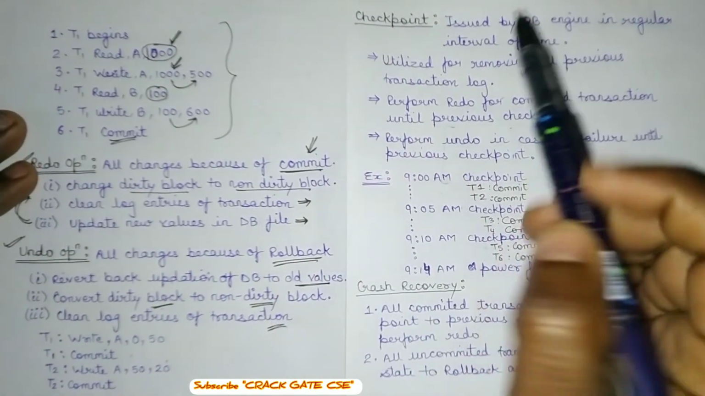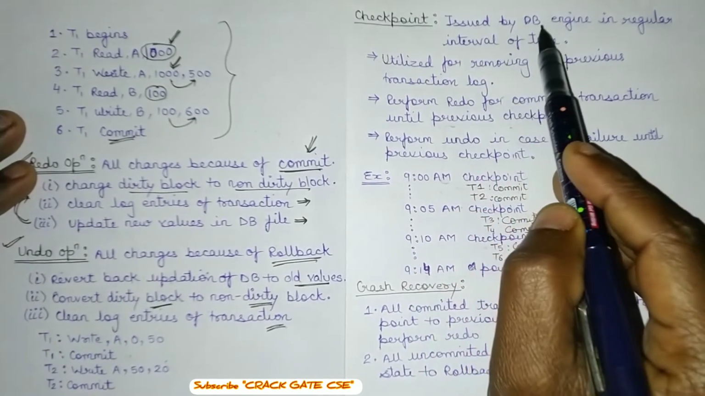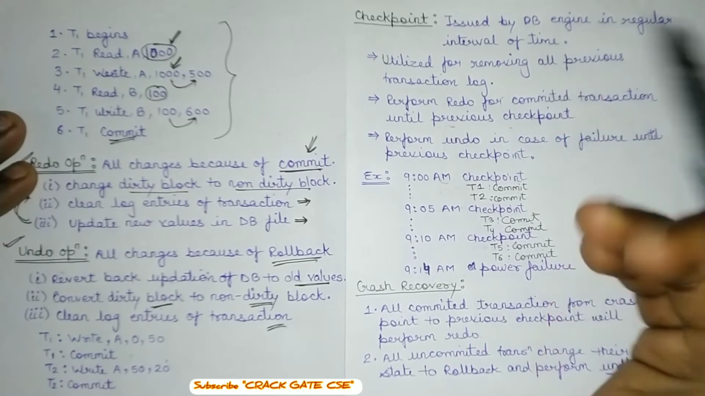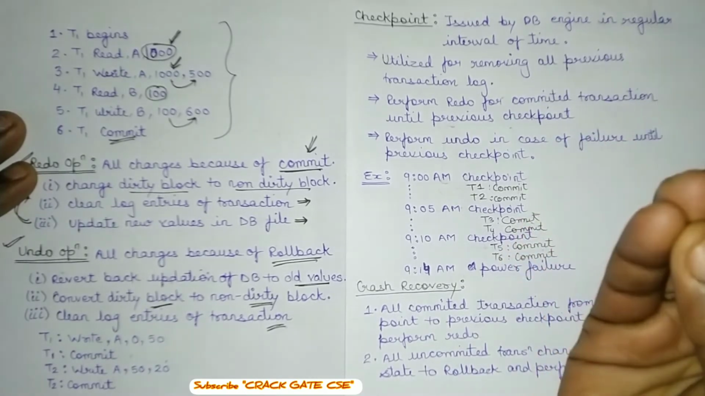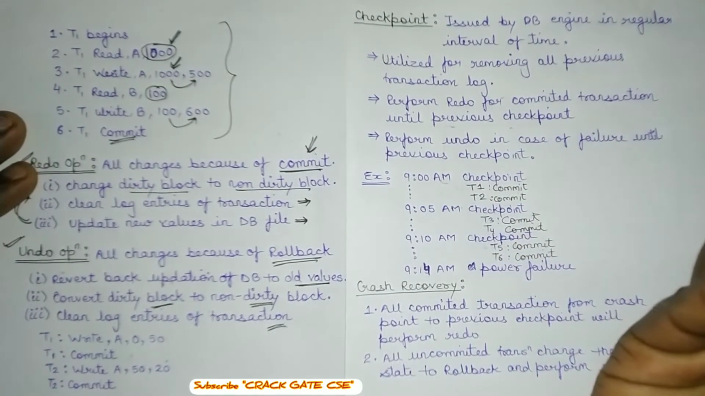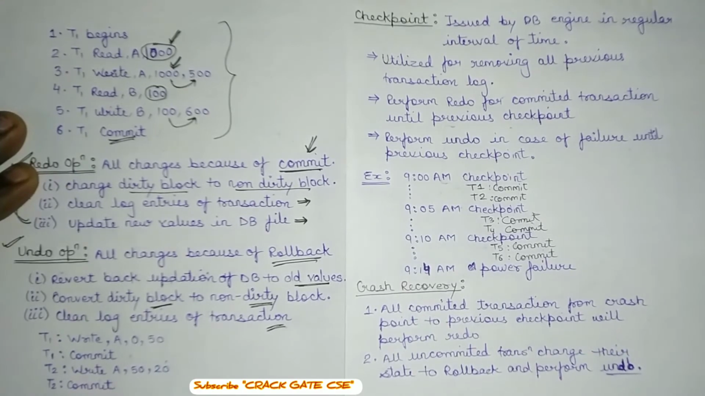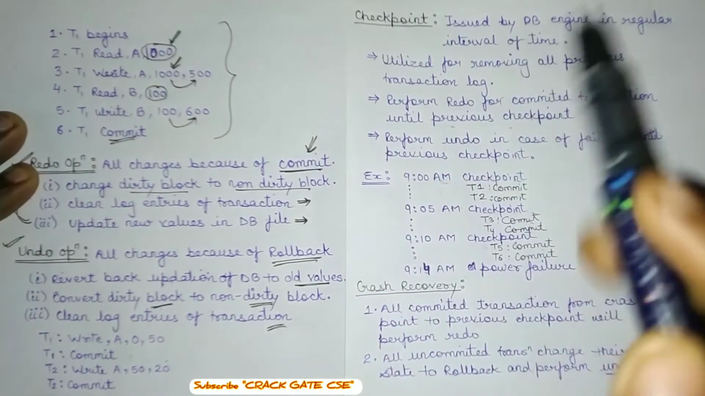So what is a checkpoint? A checkpoint is issued by the database, or you can say the database engine, at regular intervals of time. There are multiple slots, like after 5 minutes there will be a checkpoint, or after 15 minutes there will be a checkpoint. Like in games we have a checkpoint where the previous progress is stored. So the same work is done here as well.